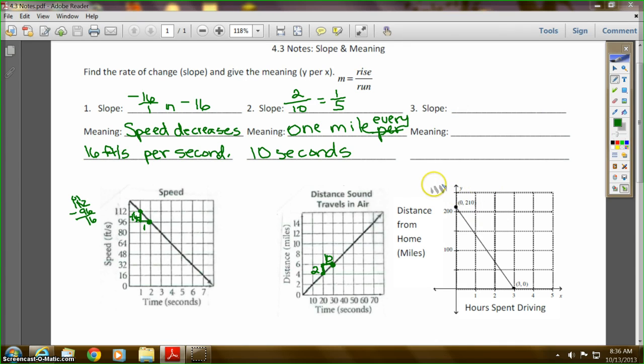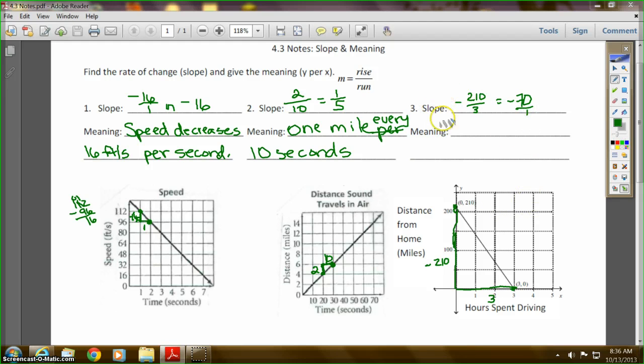Number 3. I can see that my line here doesn't really cross the corners of my graph, so I'm going to use the ones that they've labeled here, 0 to 10 and 30. So I'm going down 210 and I'm going to the right 3. So I'm going down 210 and I'm running to the right 3. So I get negative 210 divided by 3, and that equals negative 70. Okay, or negative 70 over 1.